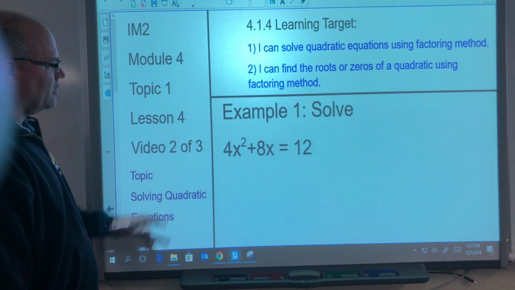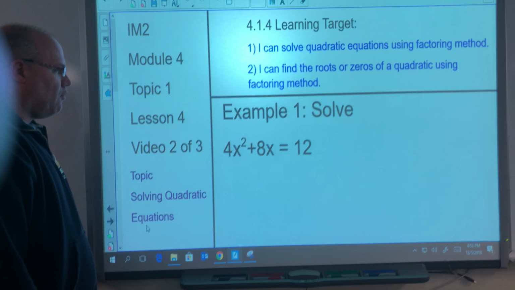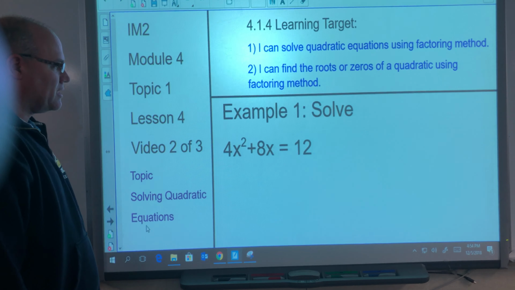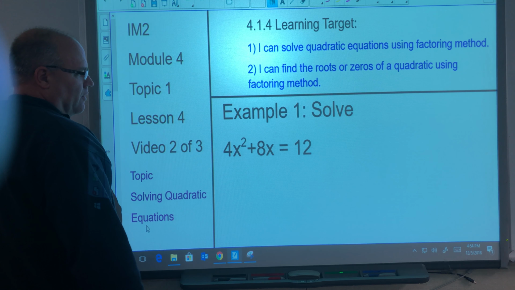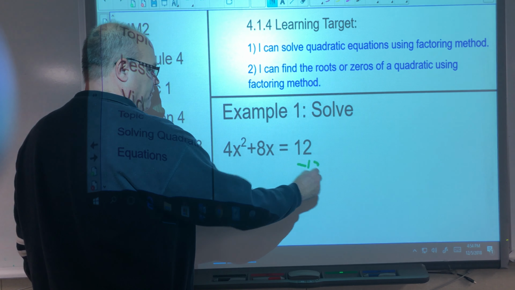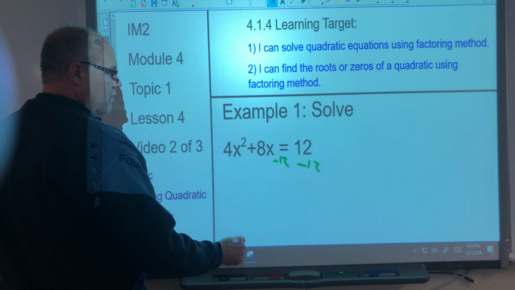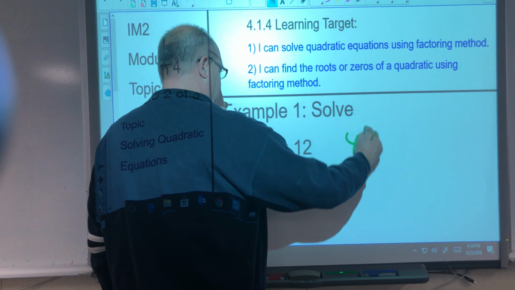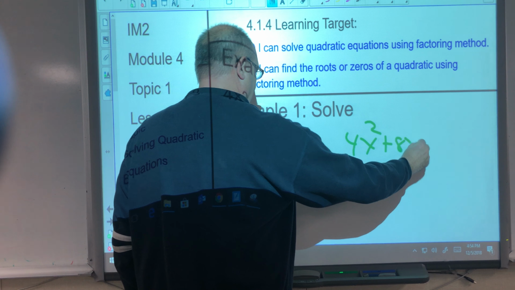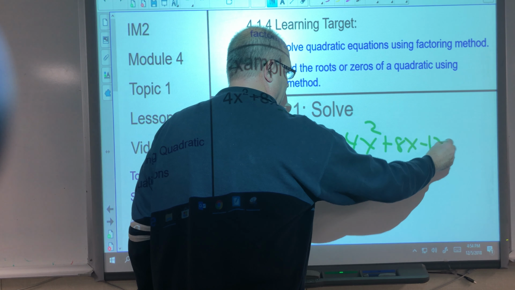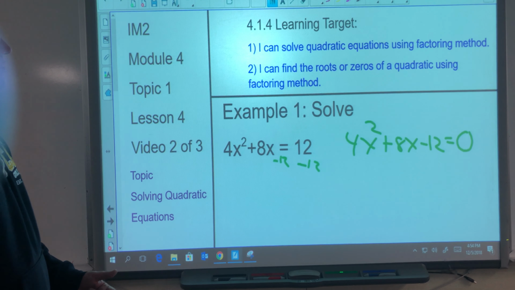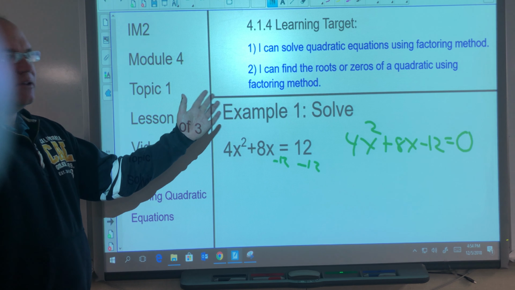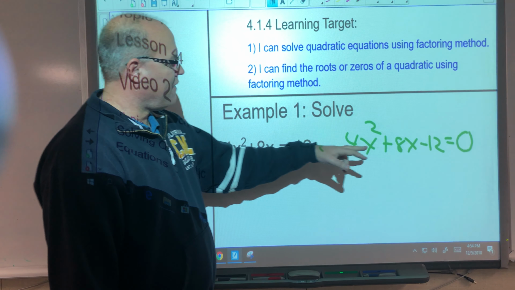So example 1, we're going to solve this quadratic equation, 4x squared plus 8x equals 12. The first thing we want to do is set it equal to 0 in standard form. So we're going to subtract 12 from both sides. So we'll have 4x squared plus 8x minus 12 equals 0. Now the factoring method, we want to factor it.